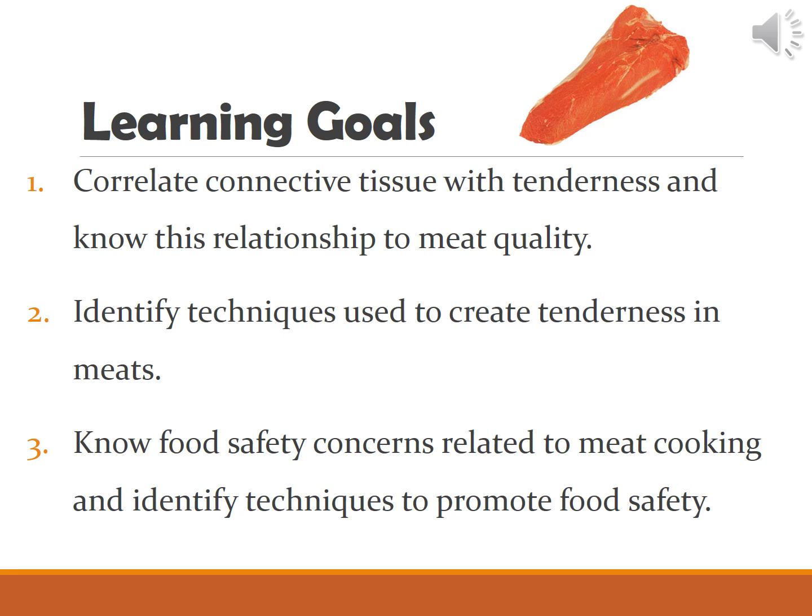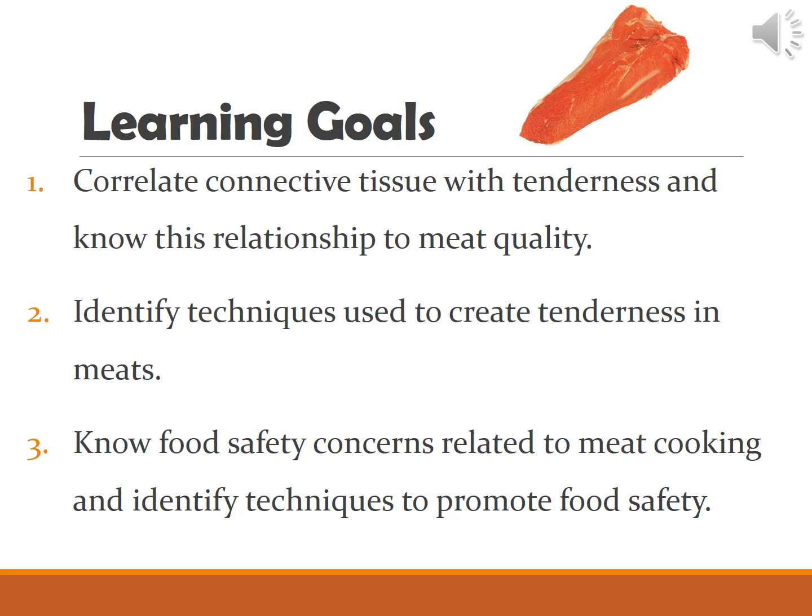We're keeping the learning goals simple for this chapter. It's very important that you understand the concept of tenderness. So tenderness is the most ideal characteristic of meat, and it is the main goal of cooking meat. So know how we can achieve optimal tenderness from meats and know its relationship to connective tissue.